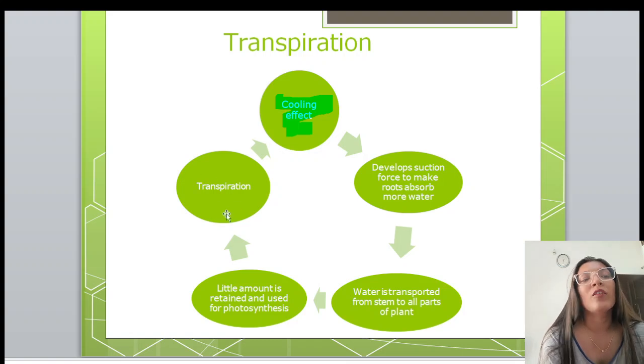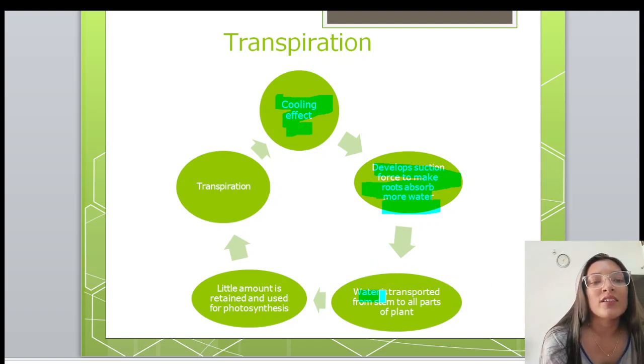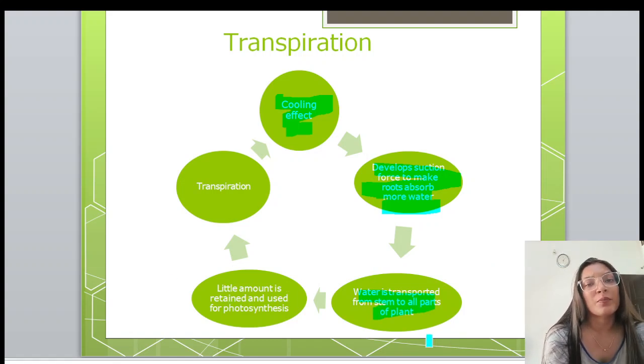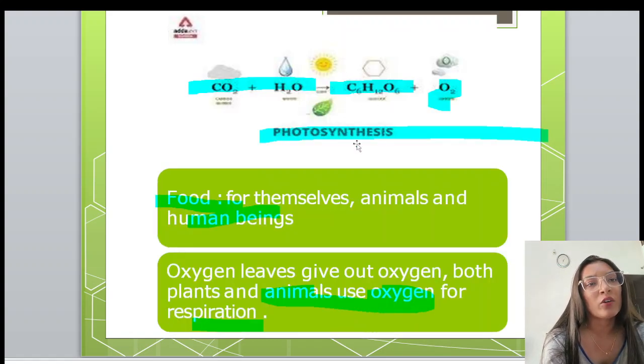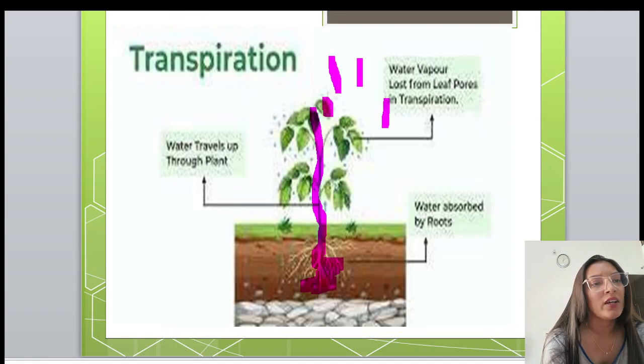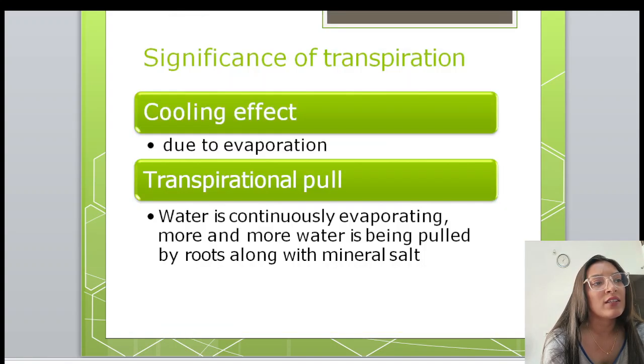Okay, so what you can observe, the transpiration leads to a cooling effect. It is developing a suction or a transpirational pull, which is helping the roots to absorb more and more water. Now when the water is lost, again there will be a signal sent to the root that you need to absorb more water. So the root will absorb more and more water, and water is transported just like this. And water is being used by the plant for various purposes. One of the purposes, of course, is photosynthesis. Here you can observe in the equation that water is required by the plant for photosynthesis. All right, transpiration we have studied, with two significances. One is the cooling effect, another is the transpirational pull.